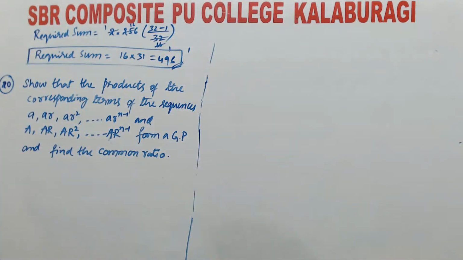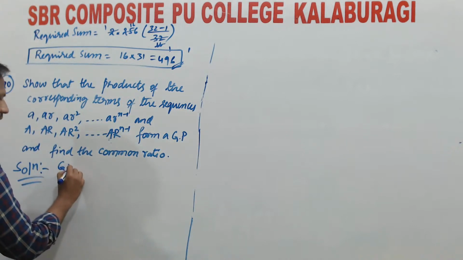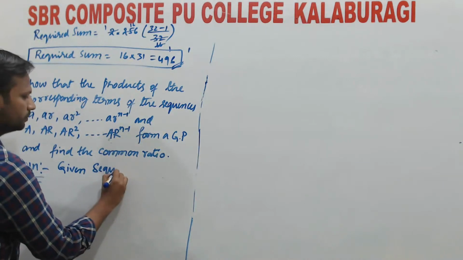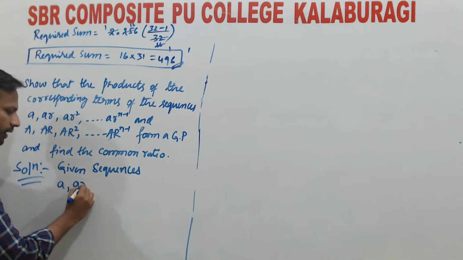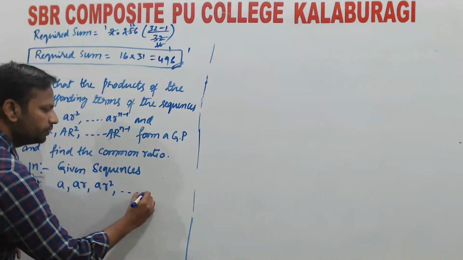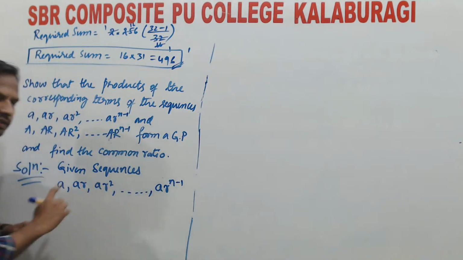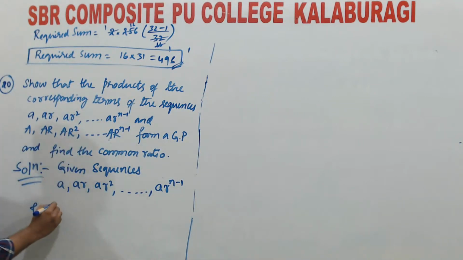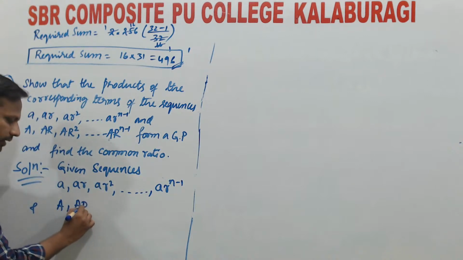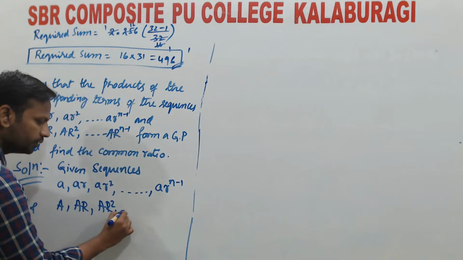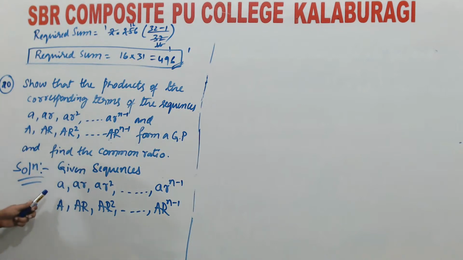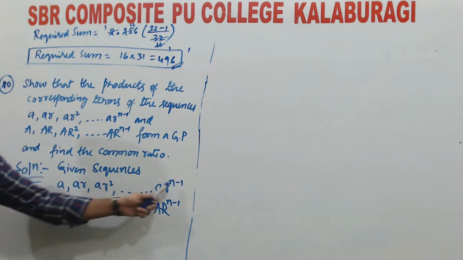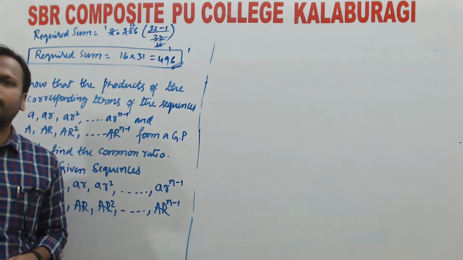Now let us write the given two sequences, students. Here, solution. Given sequences: mention first what they have provided. The first sequence is a, ar, ar square, so on up to ar raised to n minus 1. And the second sequence is capital A, capital AR, capital AR square, so on up to capital AR raised to n minus 1. In the first sequence they have given n terms, and in the second sequence also n terms.